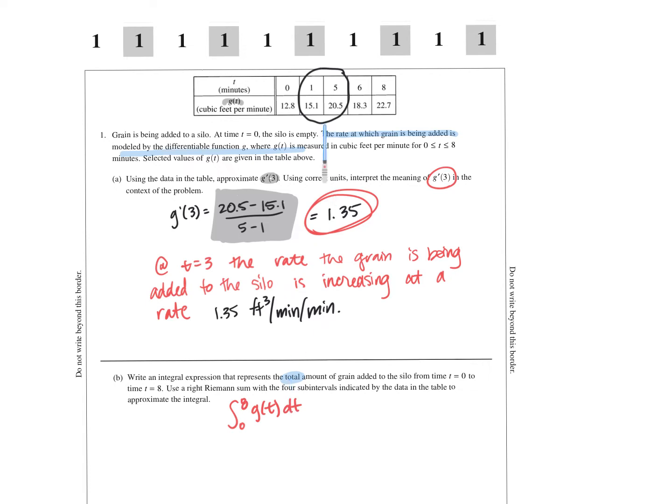If they asked for total and it was not already positive, I think we'd need our absolute value bars. It's a good call. We see total, we see absolute value. Good observation. So you guys just got a point from that. You just got a point.